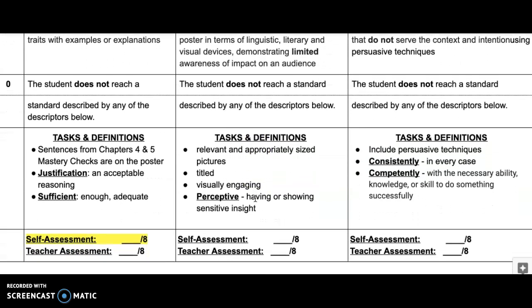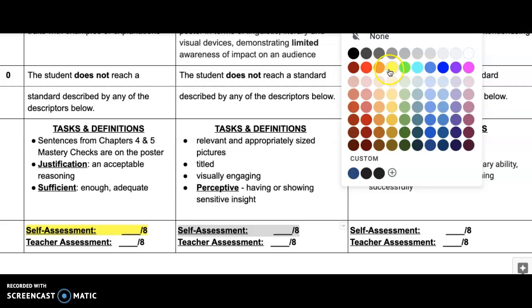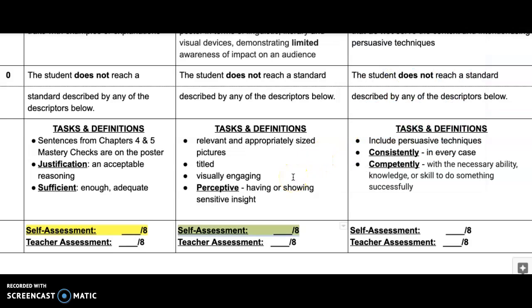Under tasks and definitions, it talks about the relevant and appropriately sized pictures. It's titled, it's visually engaging, and it gives you a definition for perceptive. Remember, you have the directions laid out for you about what would be appropriately sized pictures. And again, go ahead and highlight self-assessment so you remember to go back and assess yourself and make any changes if you think you should.